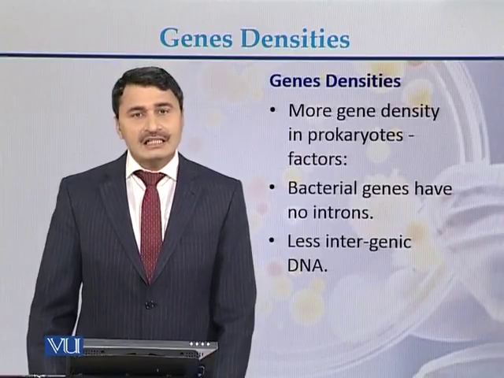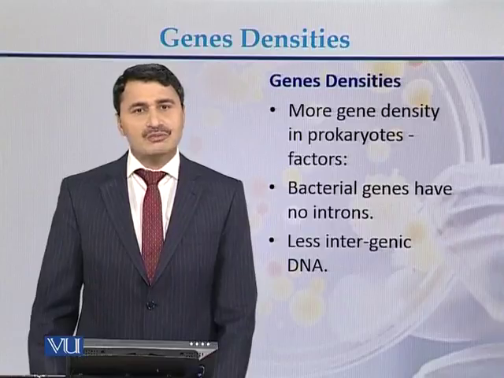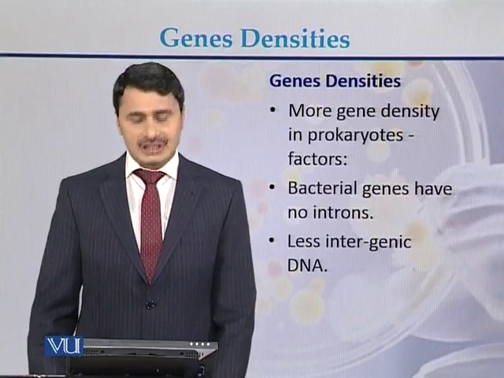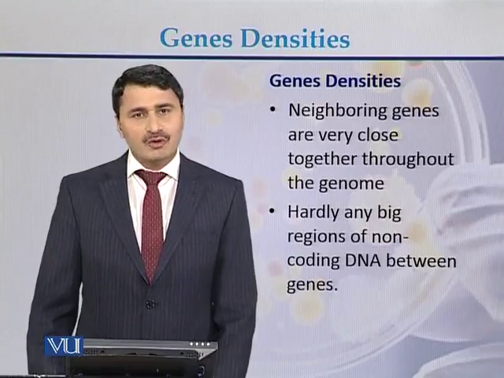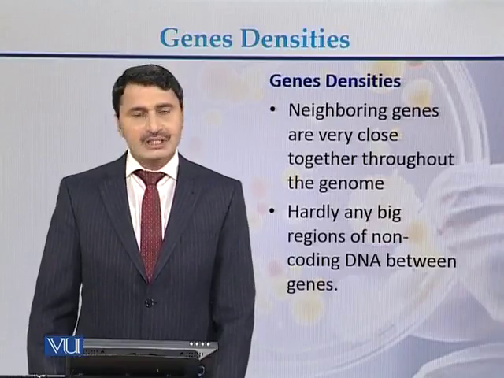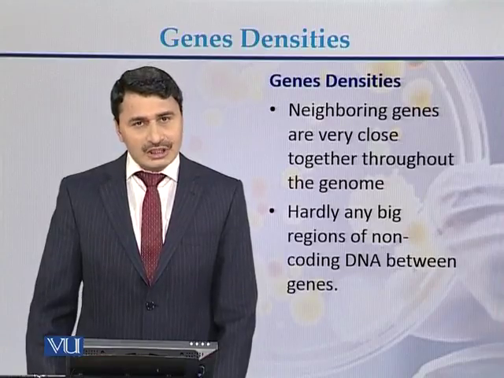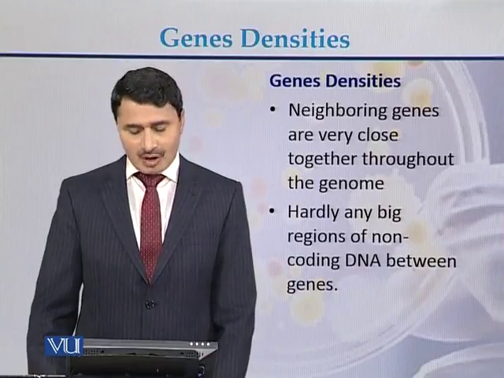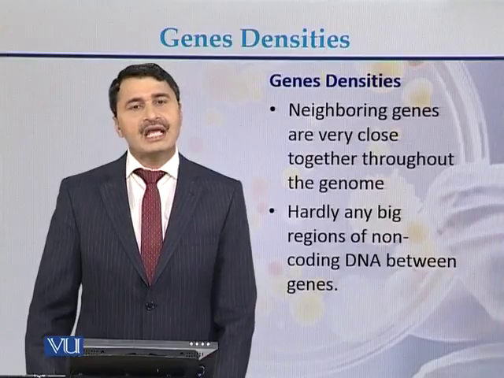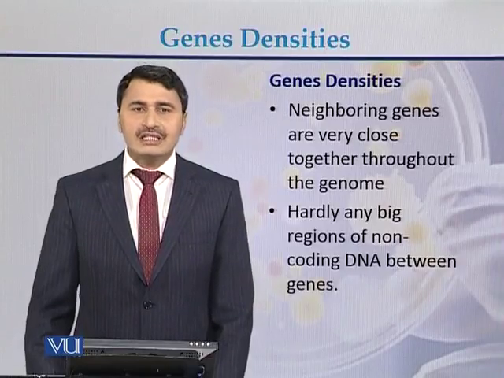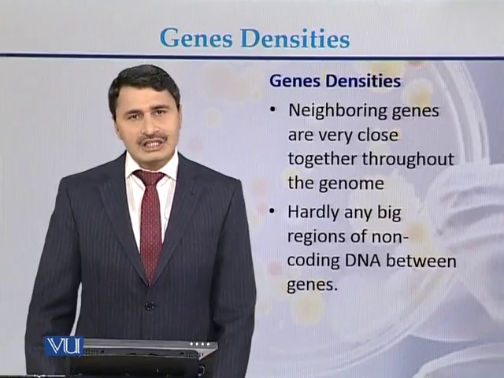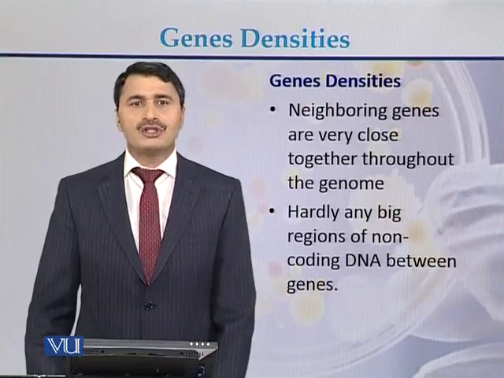Second, there is less intergenic DNA, meaning the DNA sequence between two genes is less as compared to eukaryotes. Although in some prokaryotes, we do not see any intergenic DNA. Another reason is that neighboring genes are very close to each other throughout the genome. The fourth is that we hardly find any big region of non-coding DNA in prokaryotes. So these are some of the reasons why prokaryotes have high gene density as compared to eukaryotic genomes.